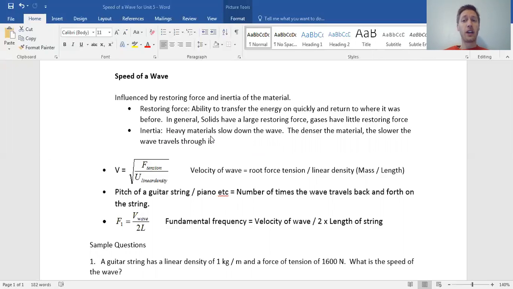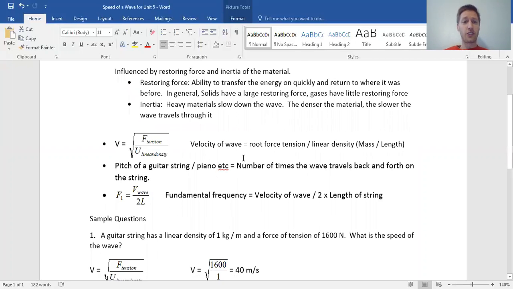Now, when it comes to guitar strings and piano strings, there's an equation that helps us take into account the restoring force and the inertia, which again is the density. The velocity of the wave is equal to the square root of the force of tension, which is the idea of the restoring force, over the linear density, which is just how thick the string is. So when you think about a guitar string, the thicker the string, the lower the note it plays. And that lower note is because it slows the wave down. All right, so again, this is the equation for finding the speed of a wave.